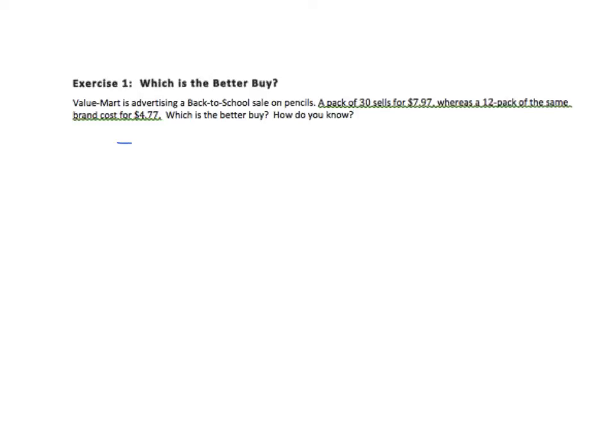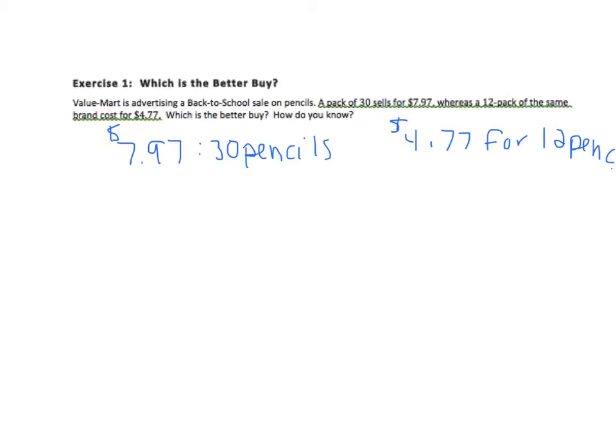We know that it costs $7.97 for 30 pencils. And we know that it costs $4.77 for 12 pencils. So now we have to put these numbers as like numbers so we can compare the same amounts. So 30 and 12 both go into 60. So let's figure out how much, if we are buying multiple packs, how many packs would we need to get to 60 and how much that would be.